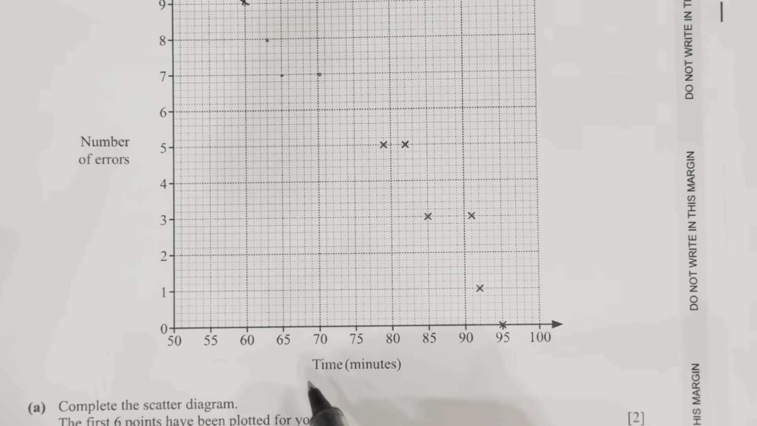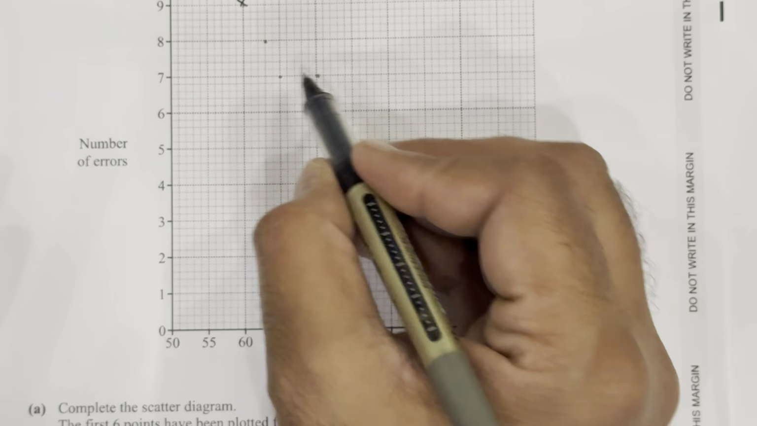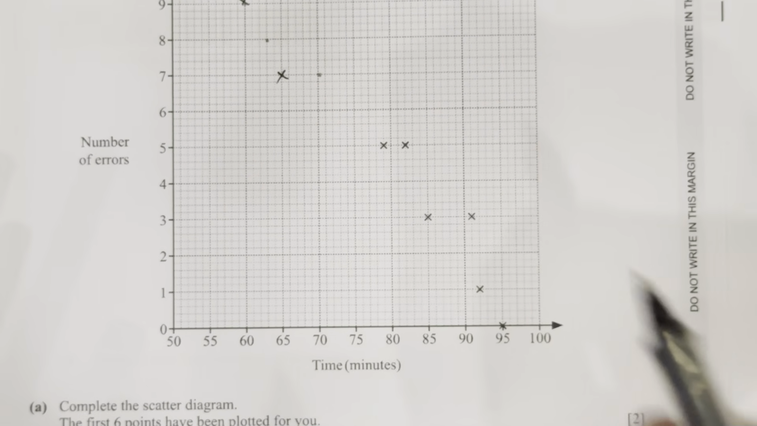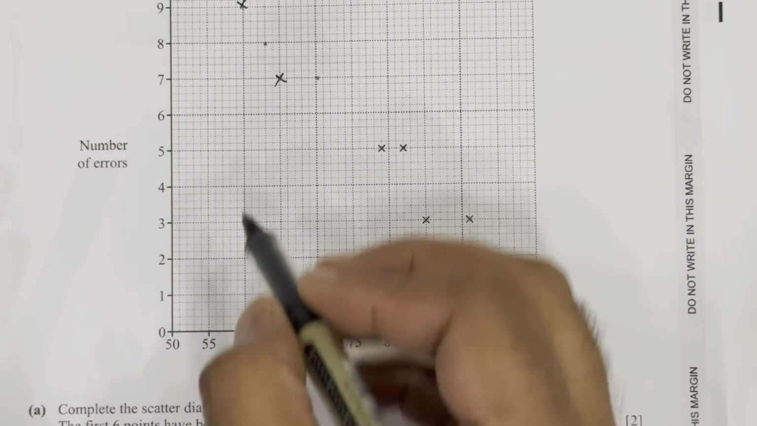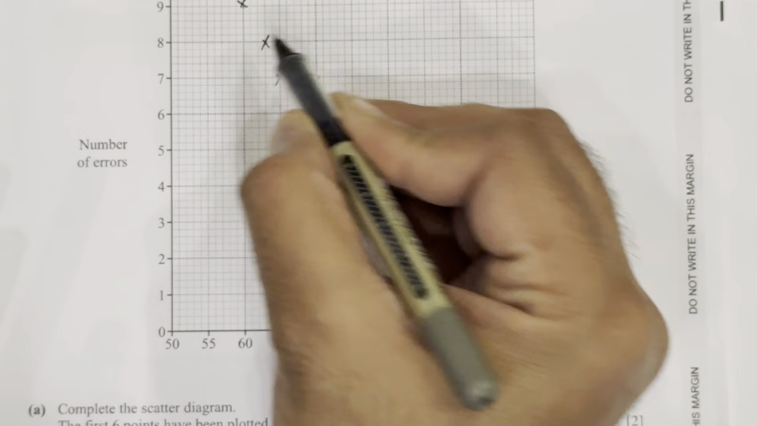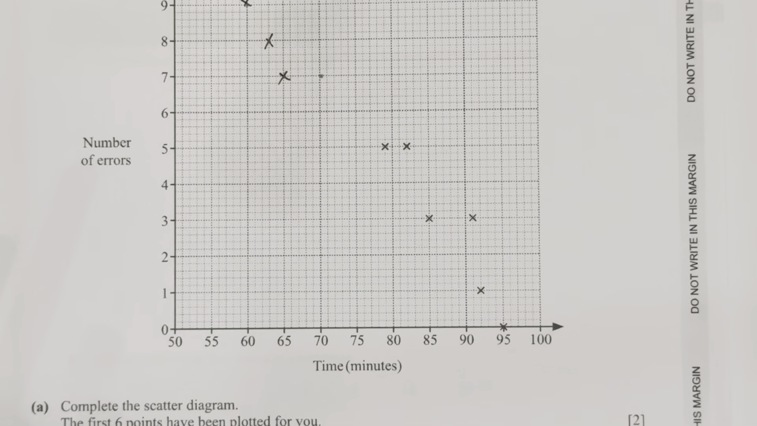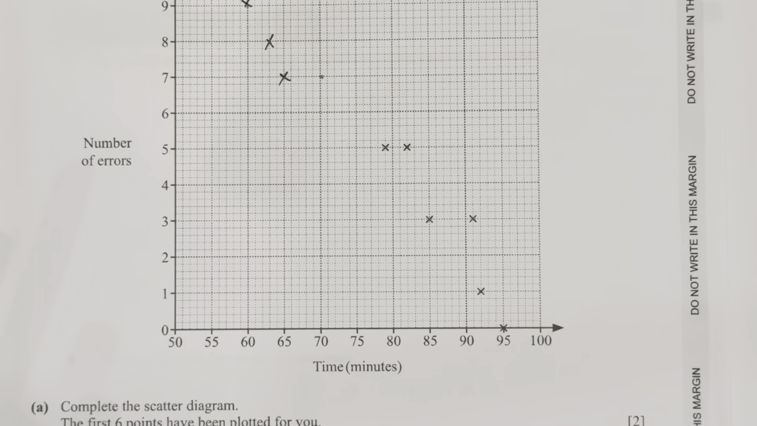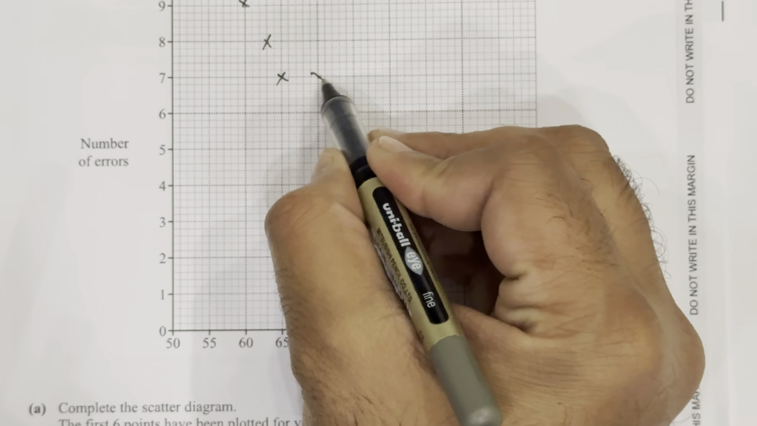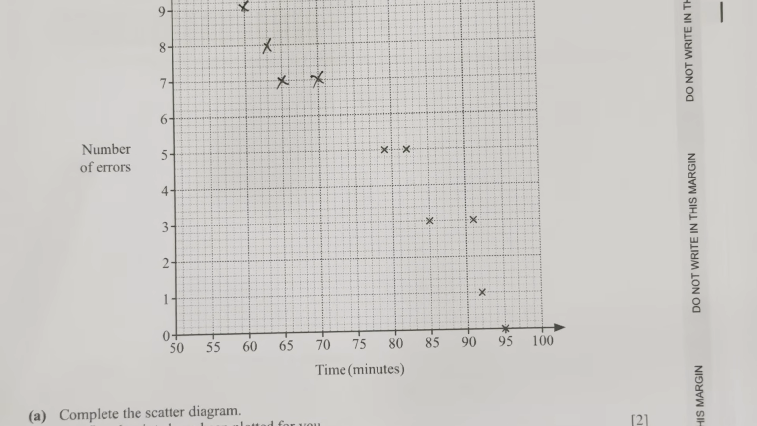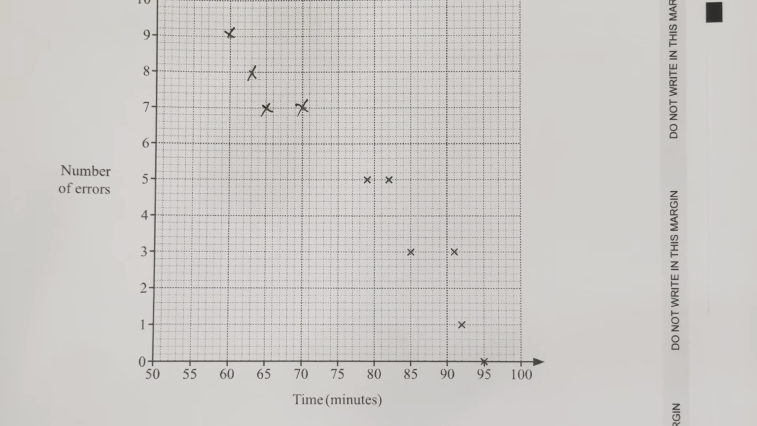Moving to 65, this would be 7. Then at 63 it is 8. 63 would be here and it is 8. Then at 70 the value is 7. So this is how we have completed the scatter diagram.